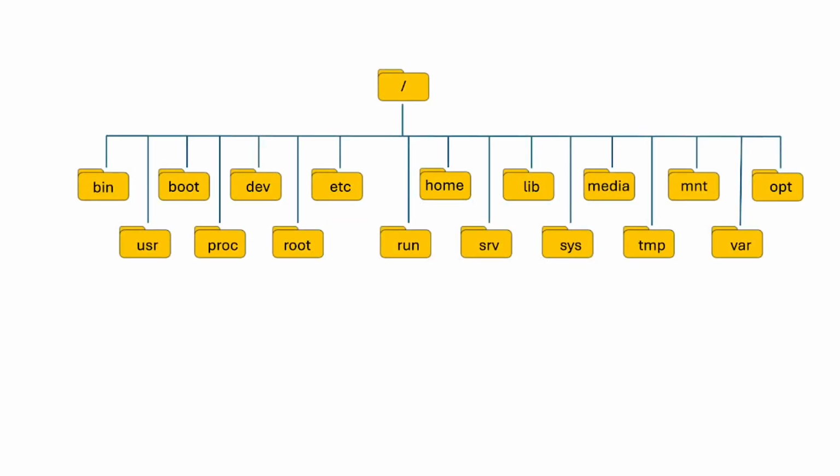In the Linux file system, every directory is located under the root directory. These directories can have subdirectories, and the subdirectories can also contain subdirectories. There is no limit in here.